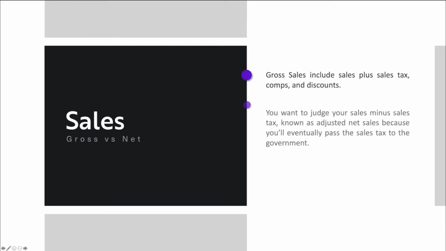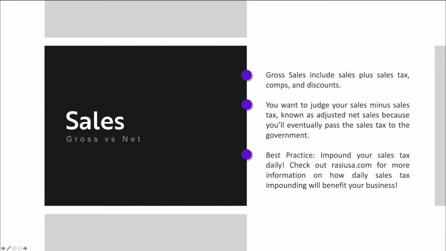First up is going to be sales. Sales breaks down into two categories, gross sales and net sales. Gross sales includes sales plus sales tax, comps, and discounts. You want to judge your sales minus sales tax, which is known as adjusted net sales, because you'll eventually pass the sales tax to the government. Again, on the topic of sales tax, we have a great article on sales tax impounding on our website that you can check out for even more detail on this.